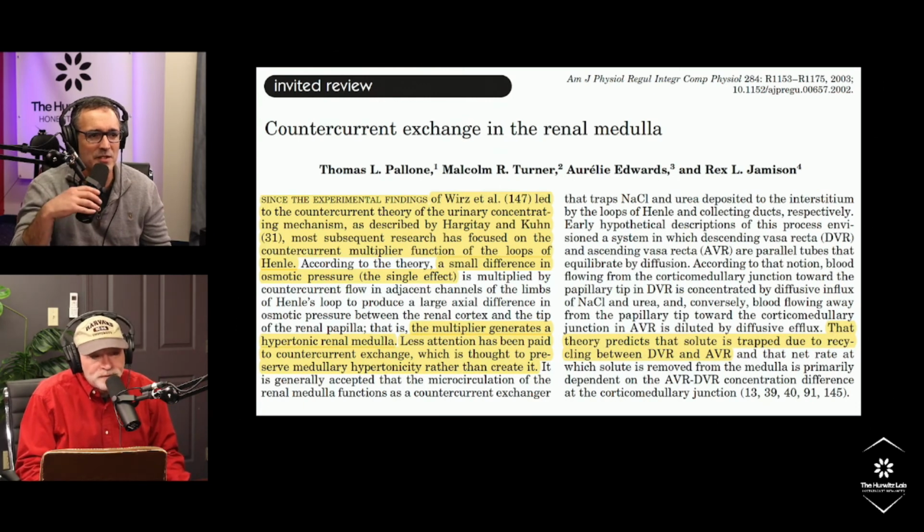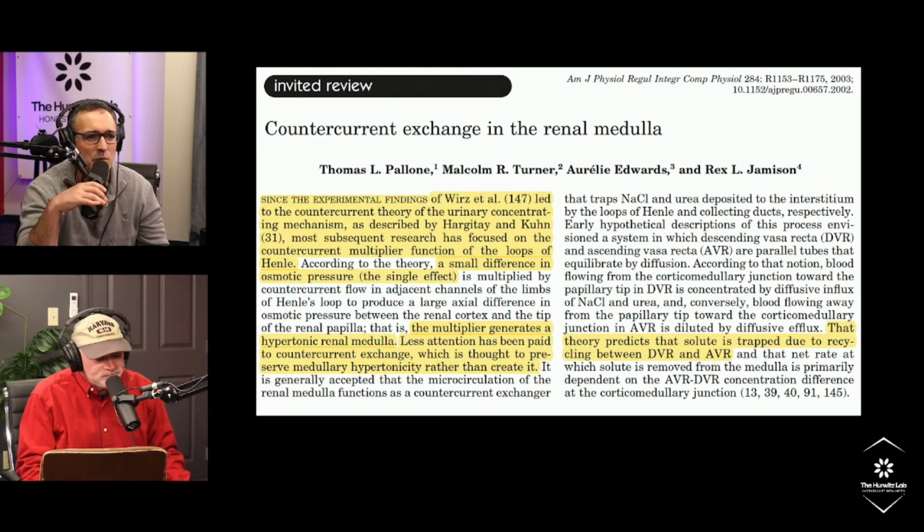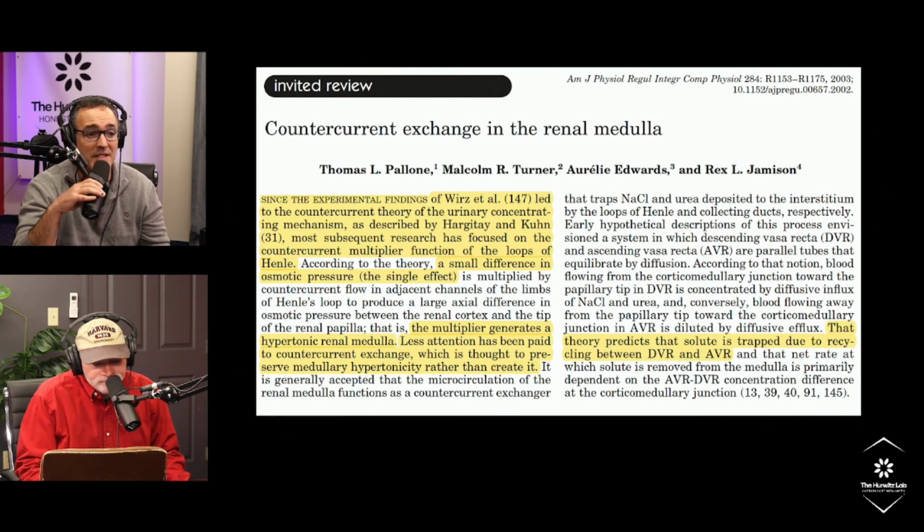Agreed. Go ahead. So since the experimental findings of Wirz et al. led to the countercurrent theory of urinary concentrating mechanisms as described by Hargitay and Kuhn, most subsequent research has focused on the countercurrent multiplier function of the loops of Henle. According to the theory, a small difference in the osmotic pressure, the single effect, is multiplied by the countercurrent flow in adjacent channels of the limbs of Henle's loop to produce a large axial difference in osmotic pressure between the renal cortex and the tip of the renal papilla.